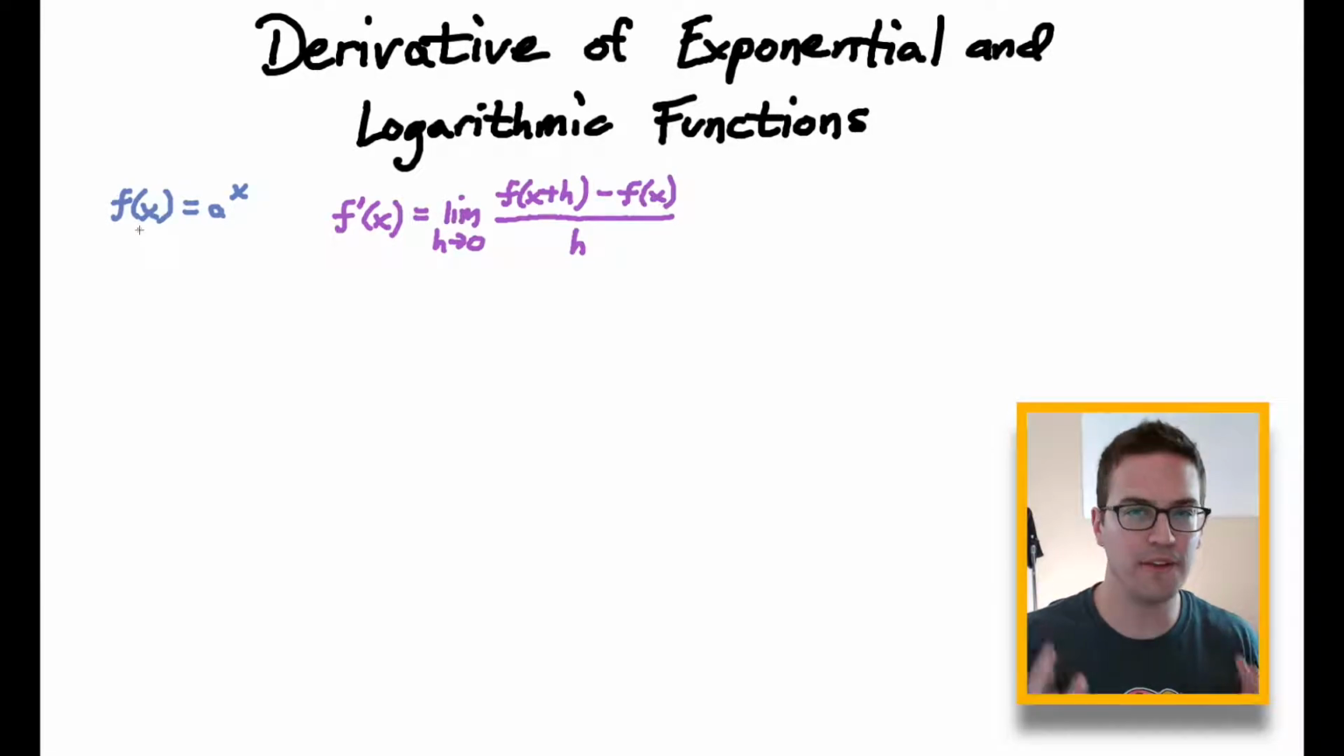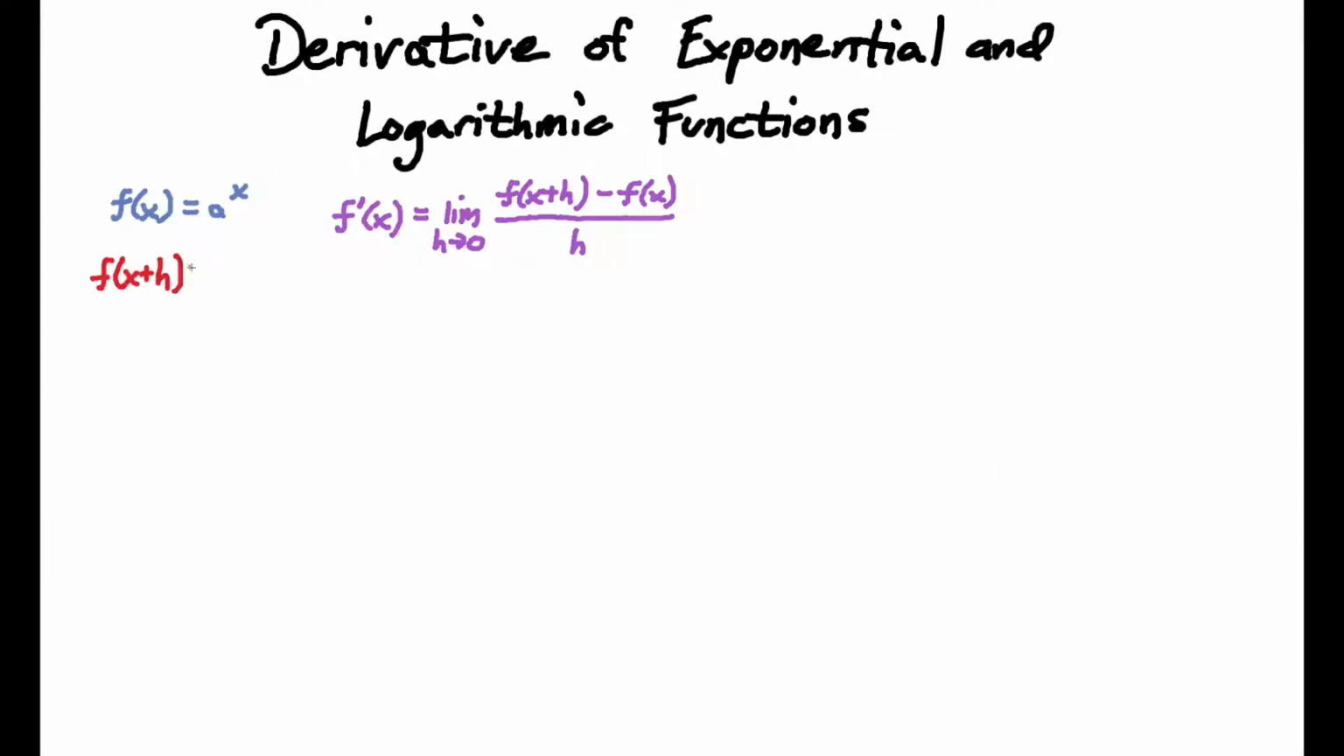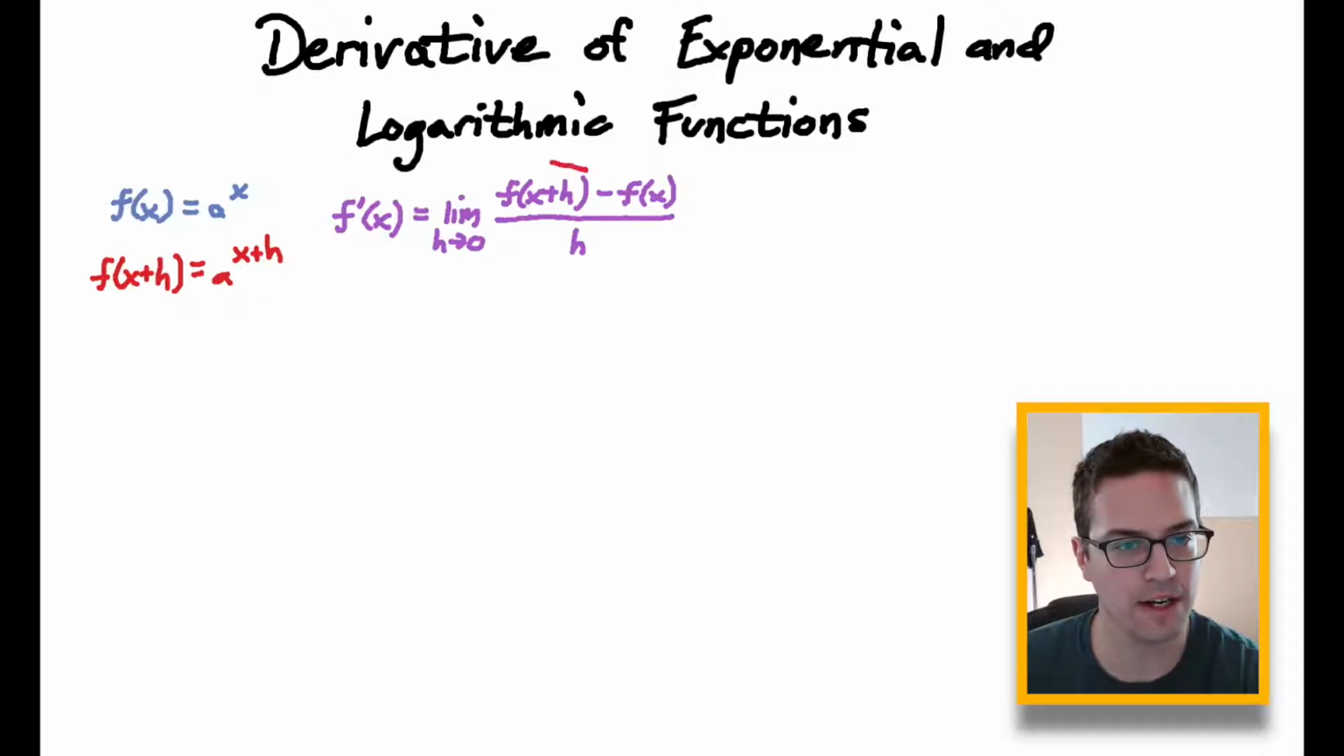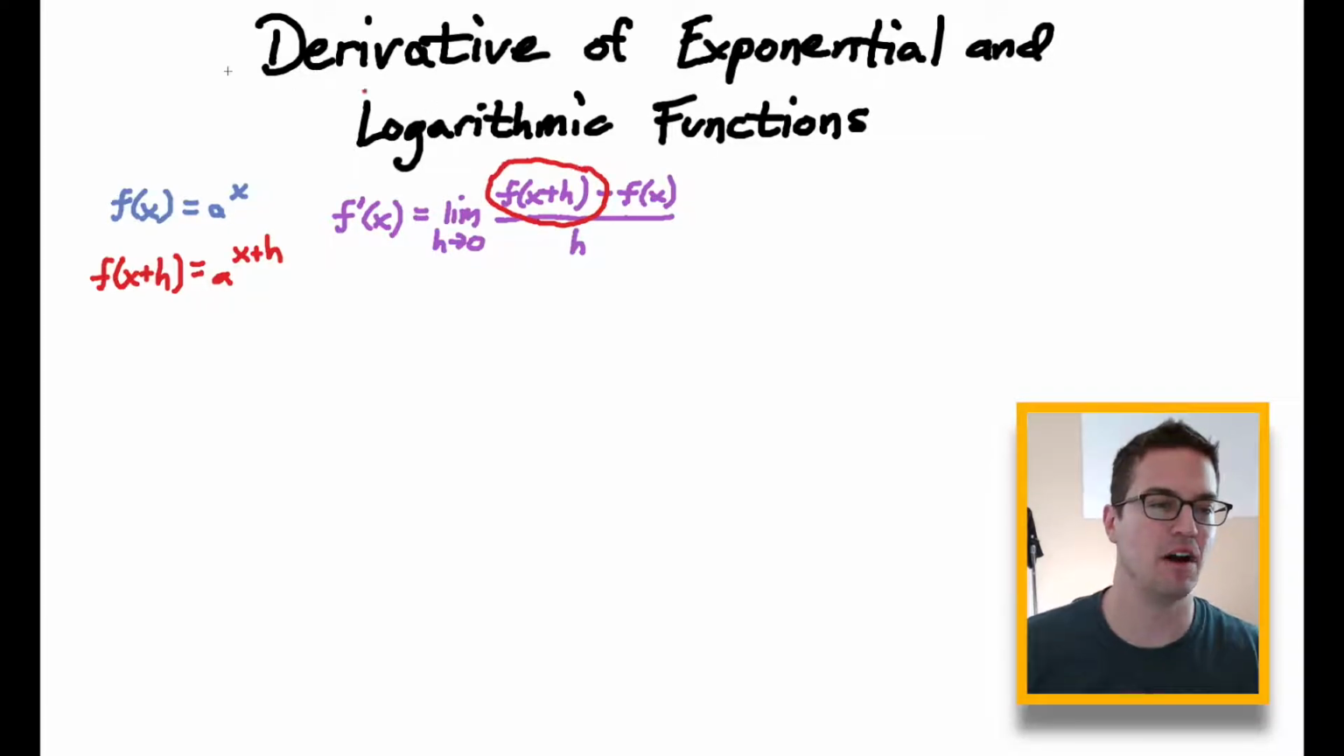All right, so to find this derivative, I am going to use this limit definition of derivatives like I already said. But first thing I'm going to do is find this f of x plus h here, based on the fact that this f of x right here is equal to a to the x. Now that I have my f of x plus h, I can put that in for this right here, and we can use the limit definition of derivatives to try to find the derivative of this a to the x.